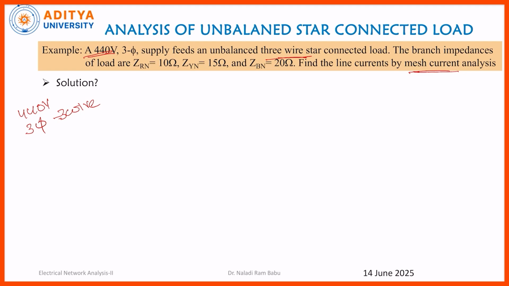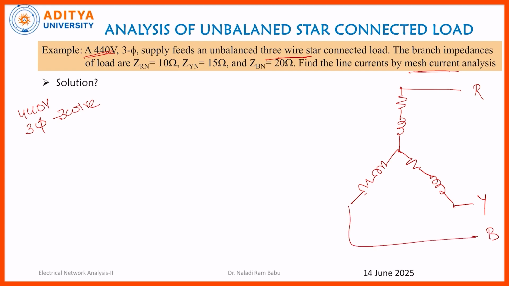Here it is a star connected load, so for that purpose I am drawing the star connected load over here. This is the R phase, this is the Y phase, this is the B phase, and this is the neutral point. The value of ZRN is 10 ohms, ZYN is 15 ohms, and ZBN is 20 ohms. And here the value of the voltage is 440 volts.